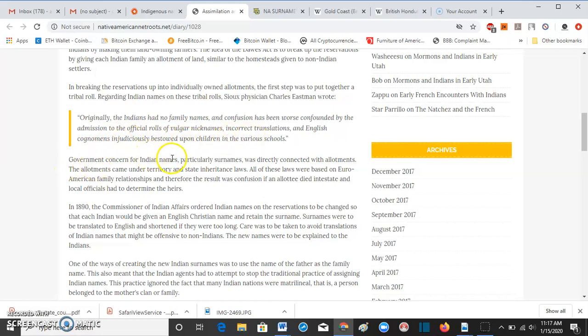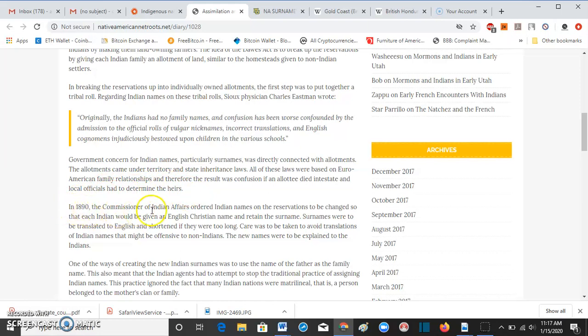Government concern for Indian names, particularly surnames, was directly connected with the allotments. The allotment came under the authority of state inheritance laws. So this is how they controlled your land, people. All of these laws were based on Euro-American family relationships, and therefore the result was confusion if the allottee died intestate, and local officials had to determine the heirs. So they took your land, man.